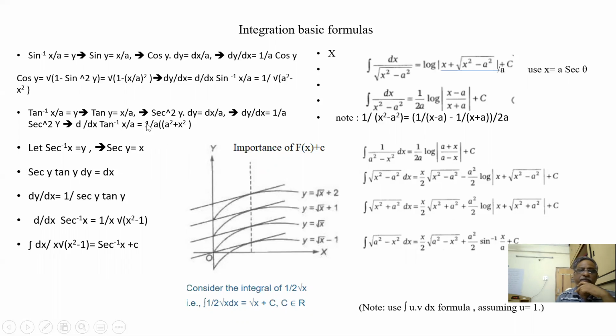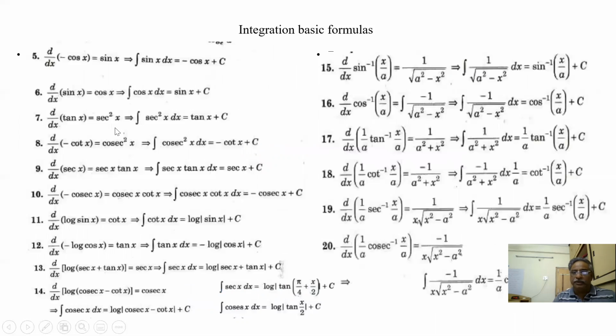There is no root here, because it itself is secant square y. Secant square y is 1 plus tan square, so 1 plus x square by a square. So a into a square plus x square. So if you do integration both sides, integration of dx by a square plus x square is equal to tan inverse x by a.